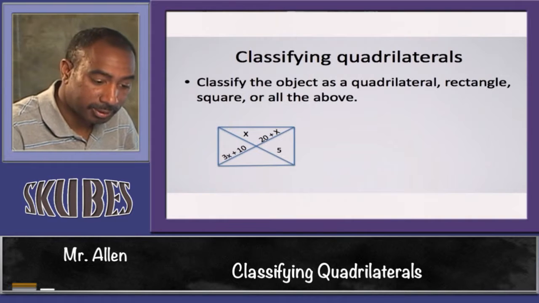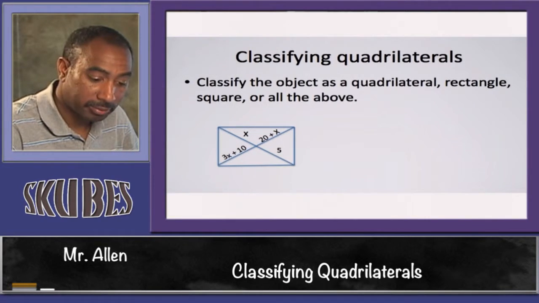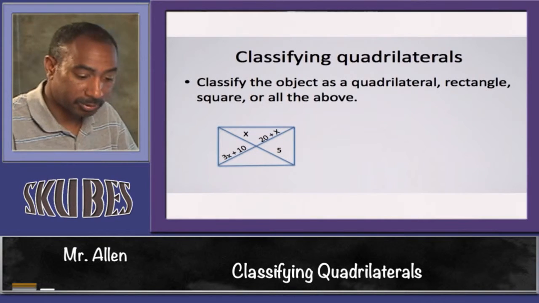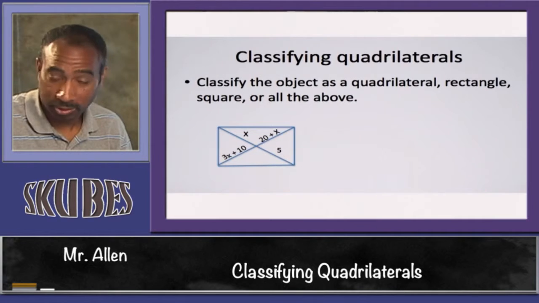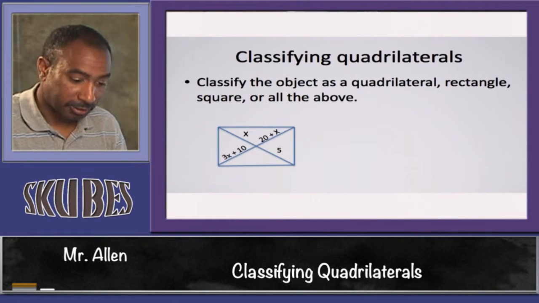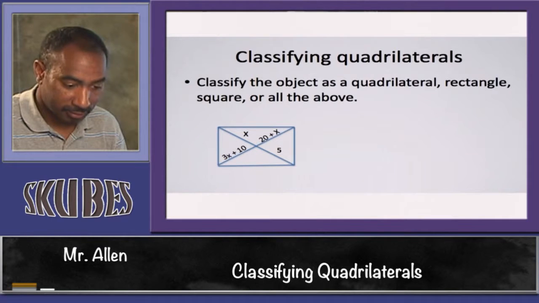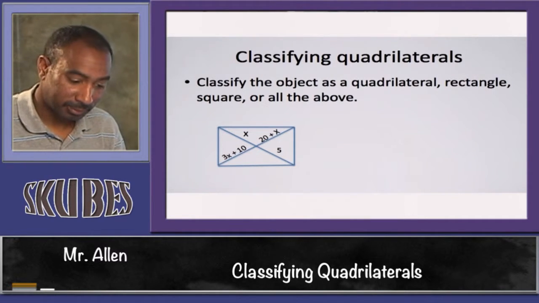All right, classify the object as a quadrilateral, rectangle, square, or all of the above. All right, so we're given this. We have an enclosed four-sided object. So we know it's a quadrilateral, but we don't know if it's a rectangle or square, right? So let's look at the diagonals. This is x, and this has a length of 5. So if this is a length of 5, this would have to be a length of 5 as well.